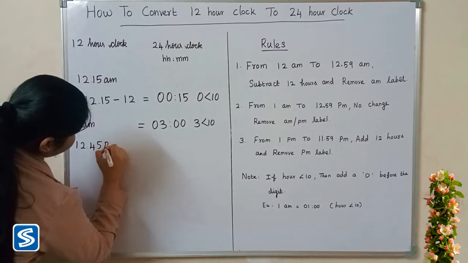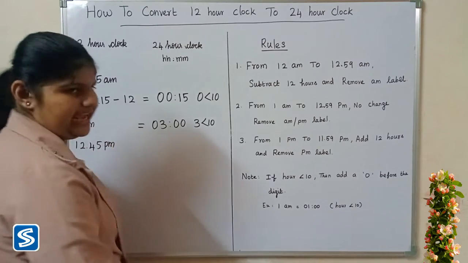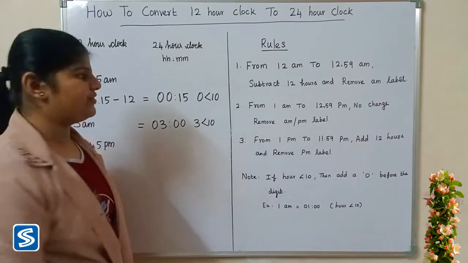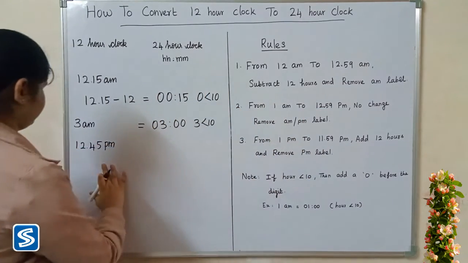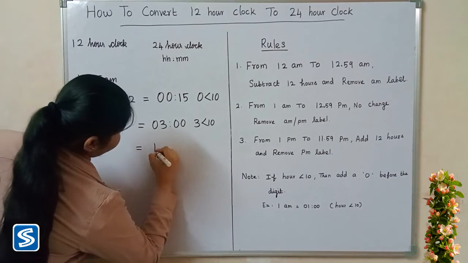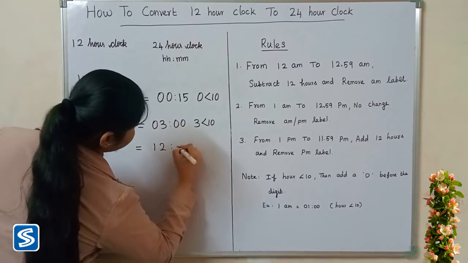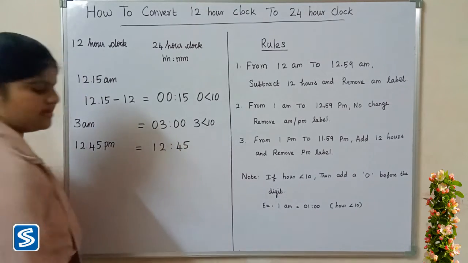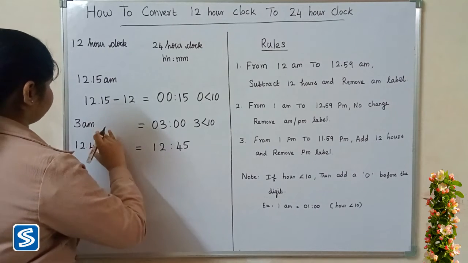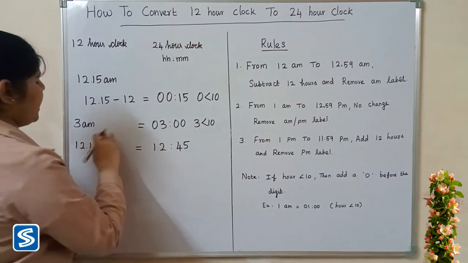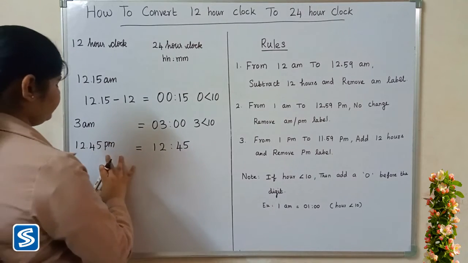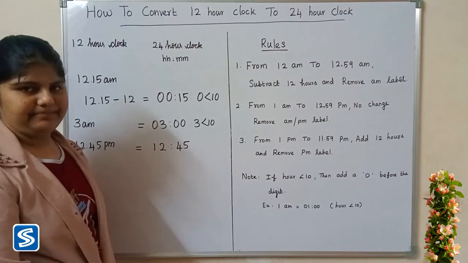12:45 PM. 12:45 PM lies between 1 AM to 12:59 PM. So now we have to use rule number 2. 12:45 PM will be 12 hours 45 minutes, because rule number 2 says that there should be no change in hours and minutes and we have to remove AM or PM label. Next we will take another example.